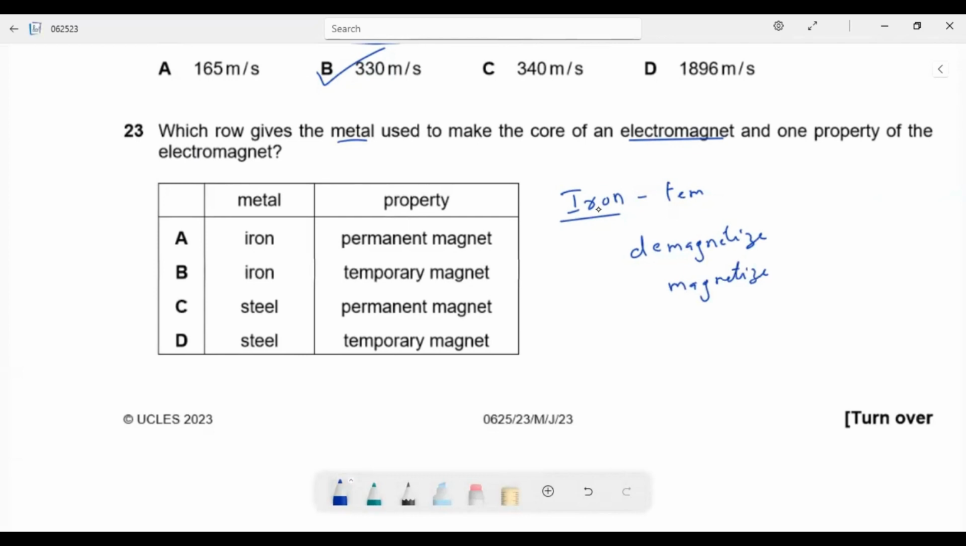And normally steel is suited for permanent magnet applications where long-term magnetic retention is required. Steel is used where the magnetic retention is long-term. So here the right answer is iron, which is used as a temporary magnet for the easy changeover between magnetization and demagnetization. B is the right choice.